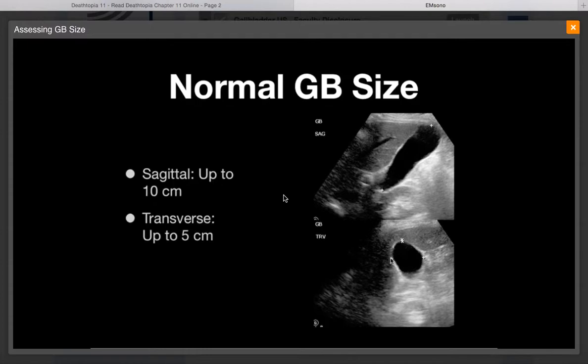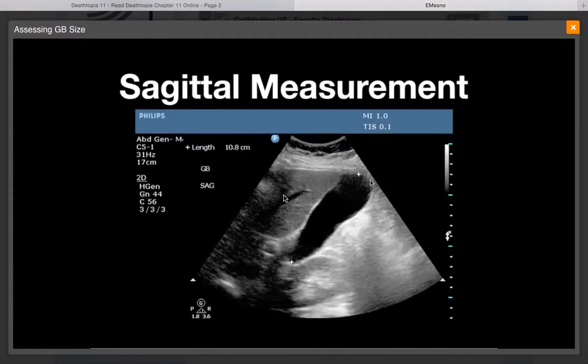The presence of gallbladder distension, particularly on the transverse image, suggests the presence of obstruction. However, as will be discussed in future lectures, size alone is a non-specific finding. Now, the sagittal measurement is less reliable than the transverse measurement for the detection of obstruction. It is not uncommon to see a very long, thin gallbladder with normal transverse width that exceeds the 10 centimeter upper limit of normal.